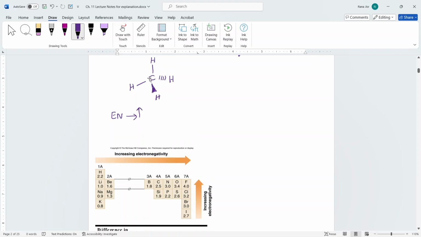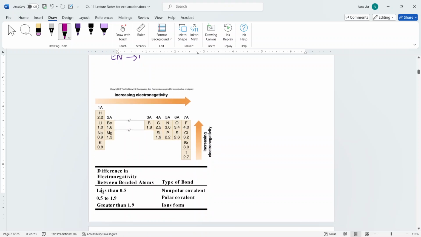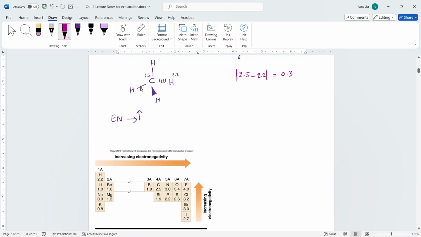If I want to determine the type of bond here, with hydrogen at 2.2 and carbon at 2.5, all you need to do is subtract the electronegativity values in absolute value. Okay, so it doesn't matter here if you do 2.2 minus 2.5 or 2.5 minus 2.2. The answer here is going to be 0.3. If you look at this table, if the difference is less than 0.5, then I know that all the bonds are non-polar covalent bonds. So all of those are considered to be non-polar covalent bonds.